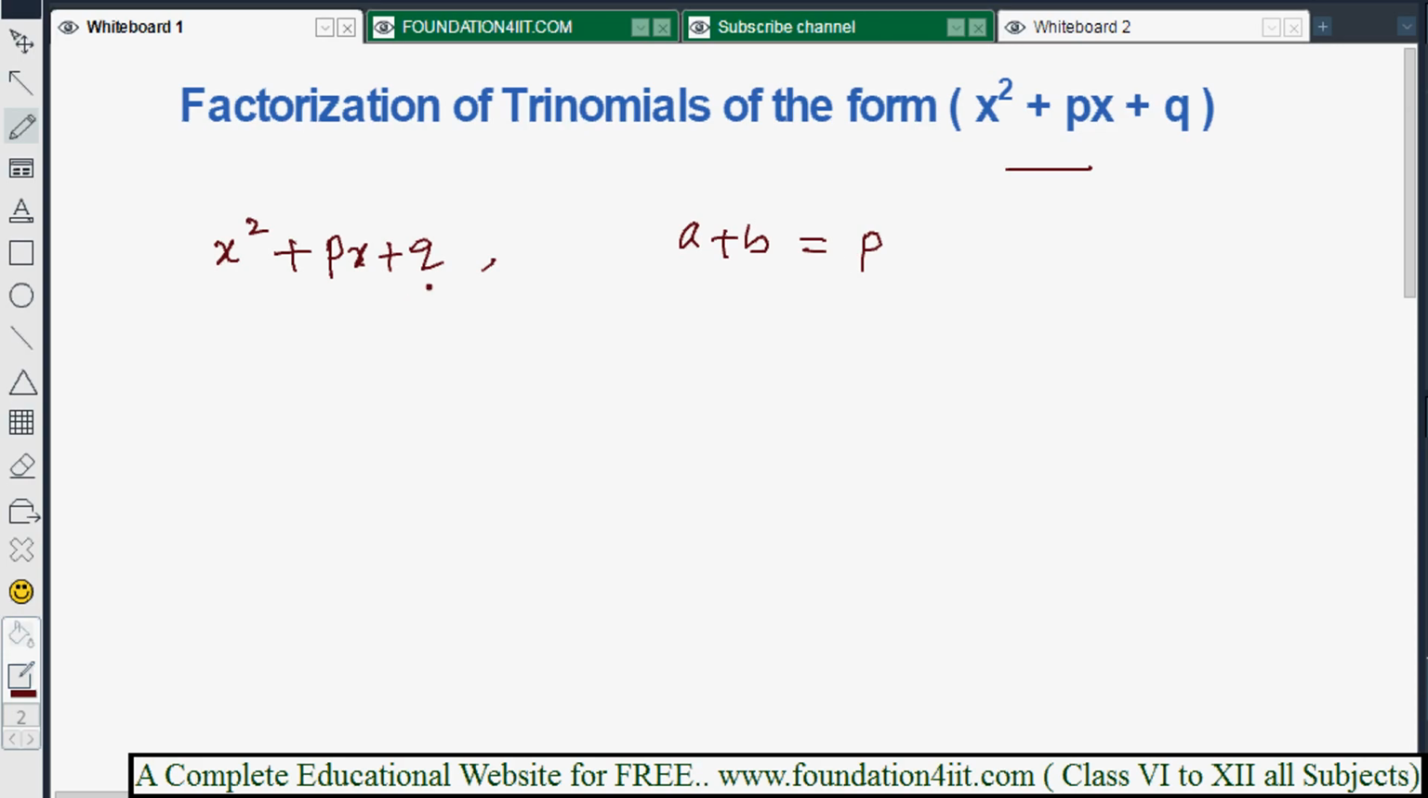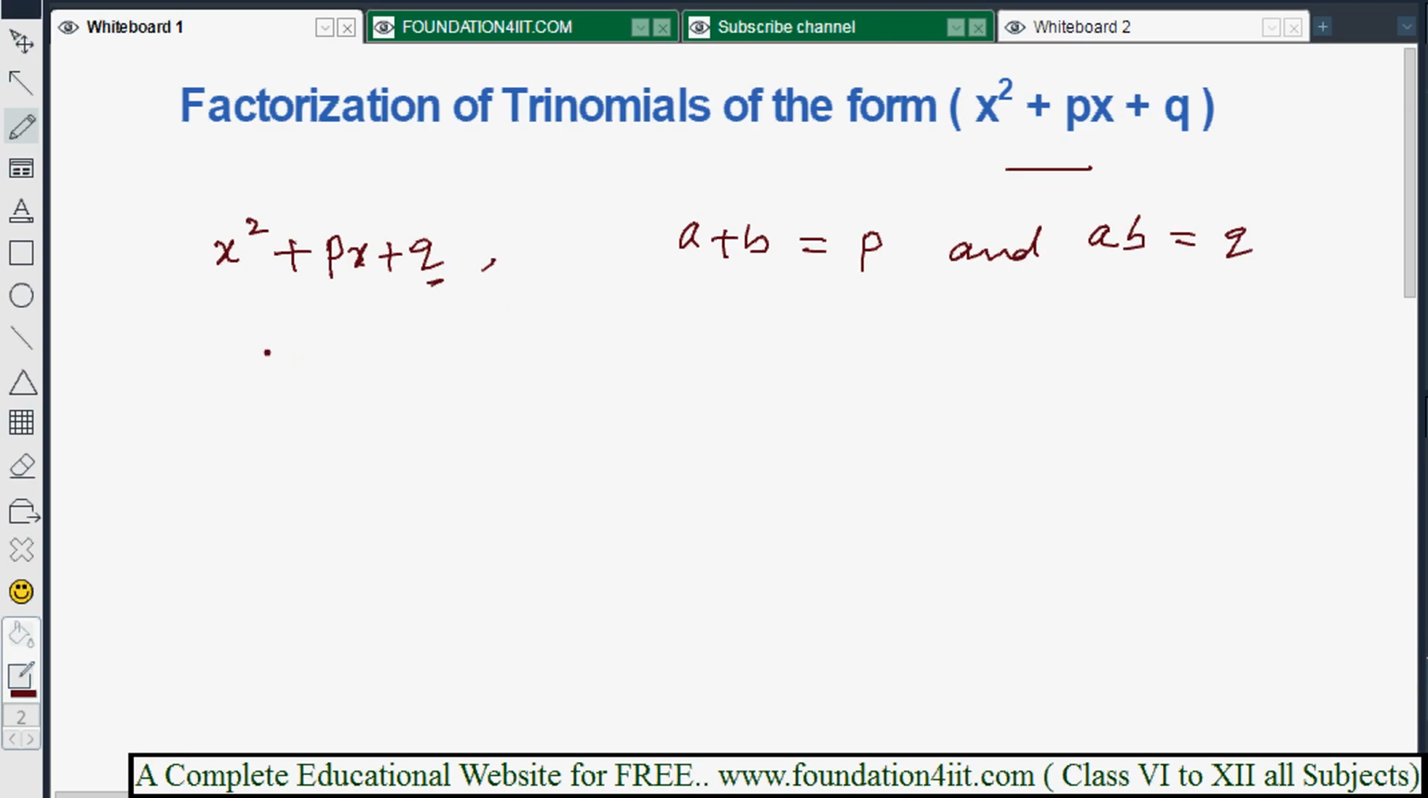P is the x coefficient. The two numbers if I add, I should get the x coefficient. And the same two numbers if I multiply, then I should get the constant q. Sum of the two numbers is p and product of the same two numbers must be q. Then if we get that, we can solve.